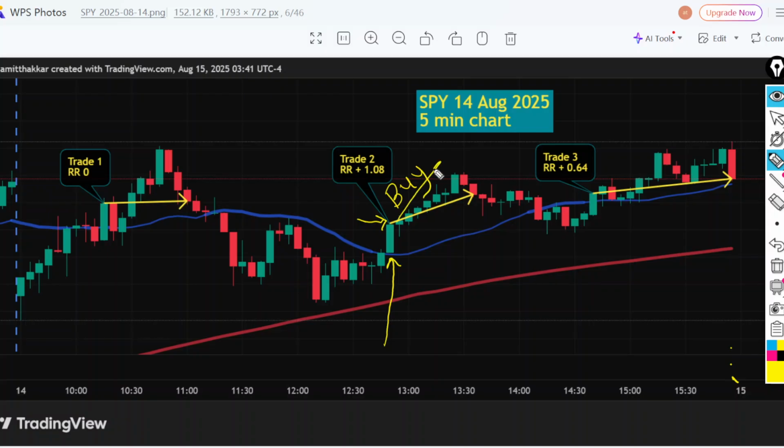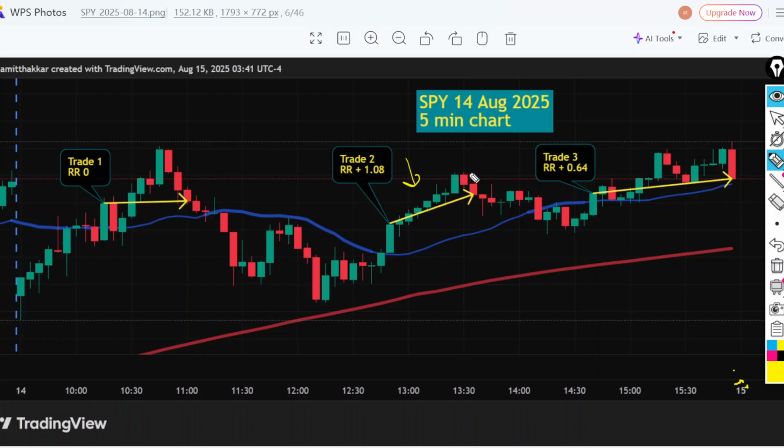We buy here. So what happens after we enter? The market is continuously going up, up, up, up. There are continuously 1, 2, 3, 4, 5, 6, 7 green candles in a row. So basically 7 into 5, 35 minutes market has been going up, because there is no red candle in between and basically there is no pullback.